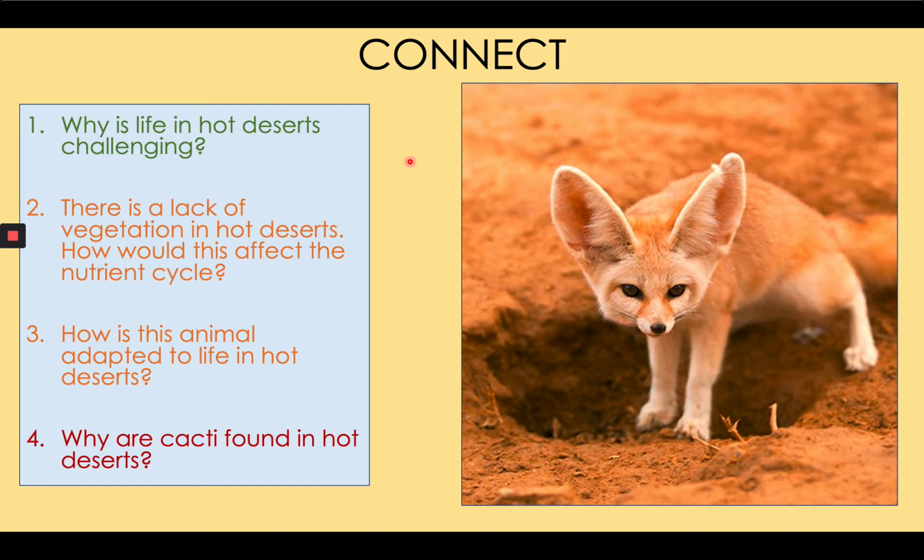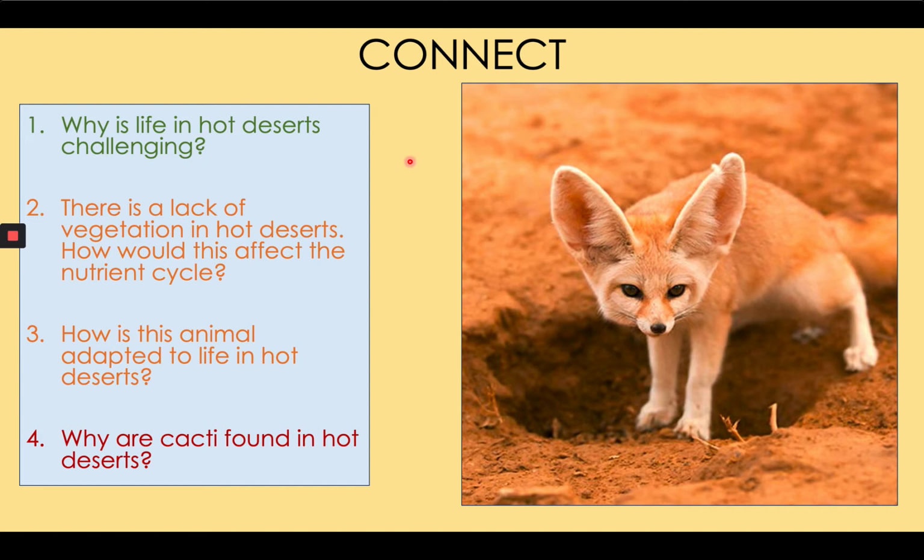3. How is this animal that you see here adapted to life in hot deserts? Well, you're going to find out more about this in this lesson, but you should look at, for example, the colour of its fur, the size of its ears, and the hole that it's standing next to, and consider how that might allow it to survive in a hot desert.